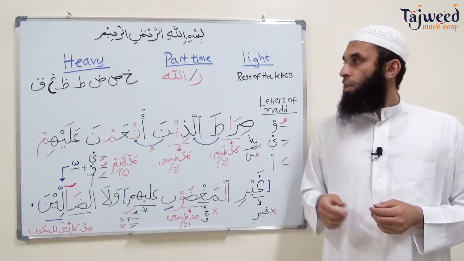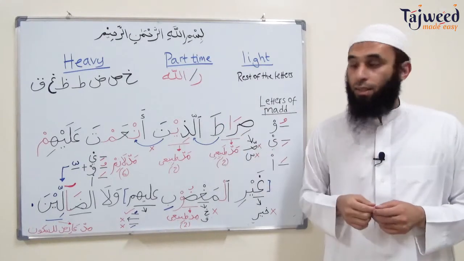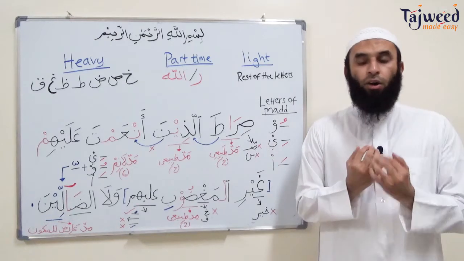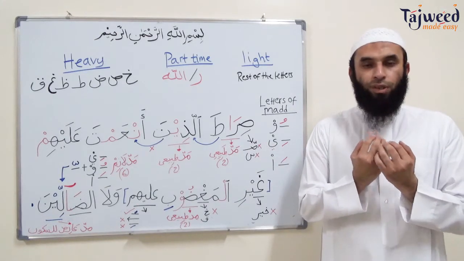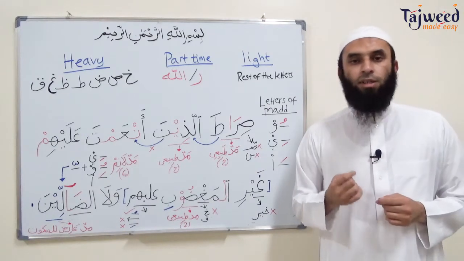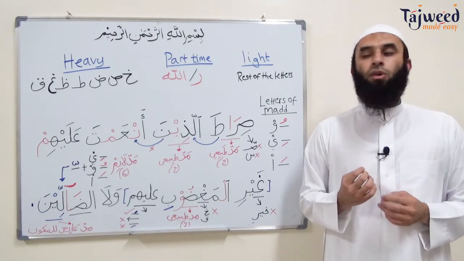Ra, we said, from the part-time heavy, part-time light letters. When ra has a fatha, we pronounce the ra heavy, in a heavy way. Ra, si, sira, and not ra. So it's not sirata, but sirata.